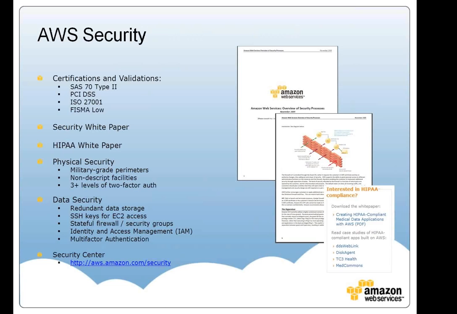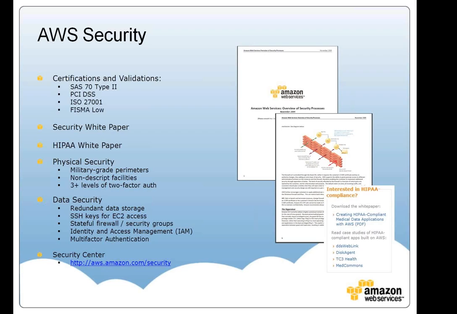We always get questions about security, and what we've done is we've made a very large investment in AWS security. In addition to investing in the security itself, we've done our best to publish information about the different security facts around AWS. We have pursued and achieved a large number of different certifications and validations: SAS 70, PCI DSS, ISO 27001. We have FISMA Low authority to operate for multiple government applications.